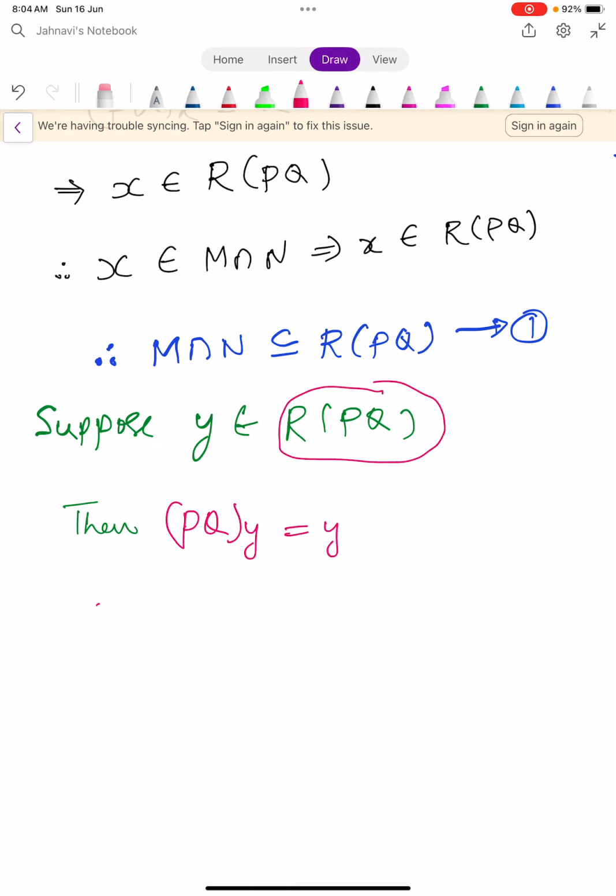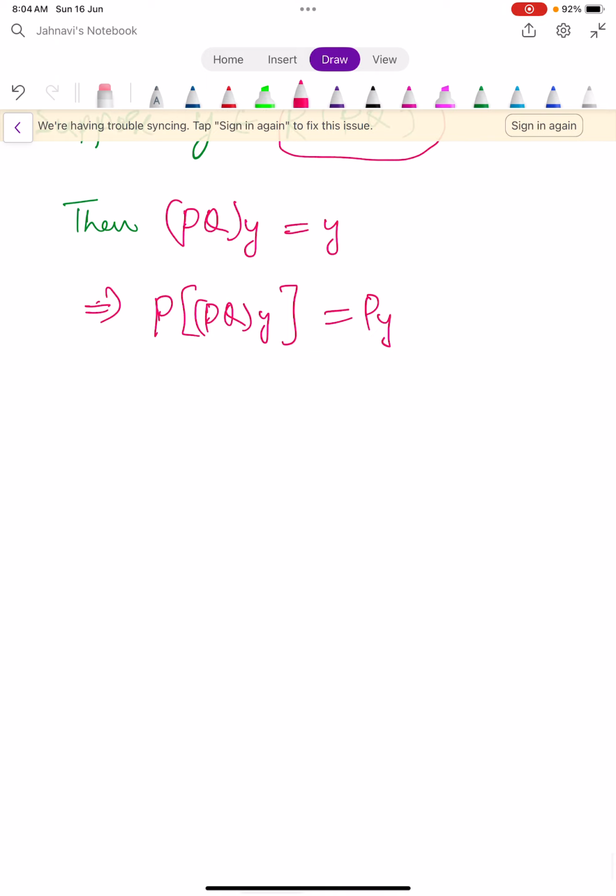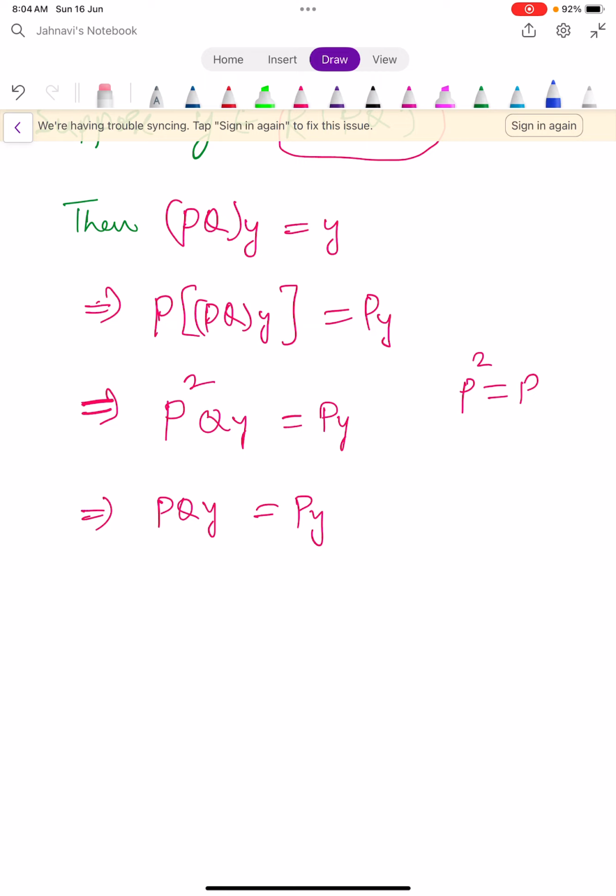It can be written as, operating on both sides with the projection P, P of PQy is equal to Py. Which implies P square Qy is equal to Py. Which implies, again since P square is equal to P, PQy is equal to Py.